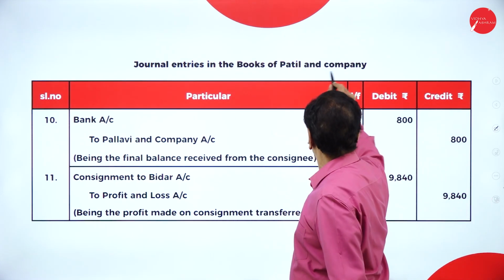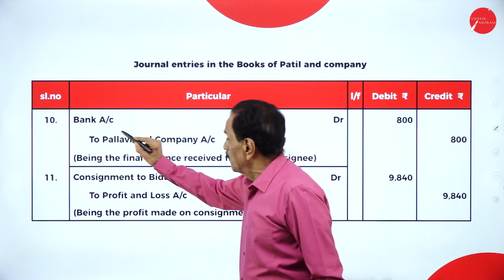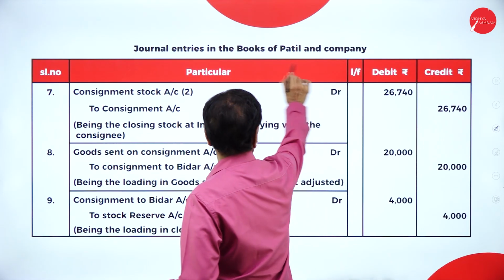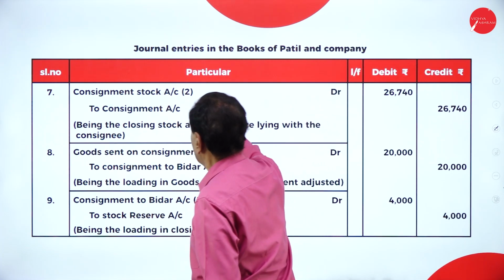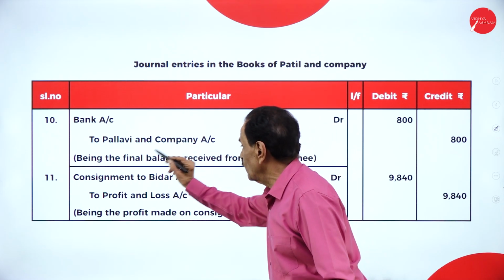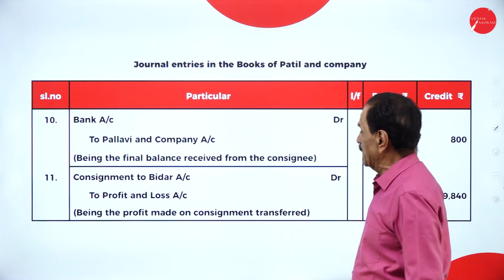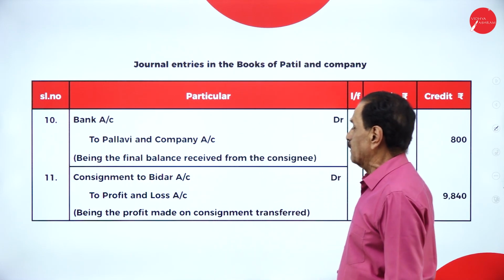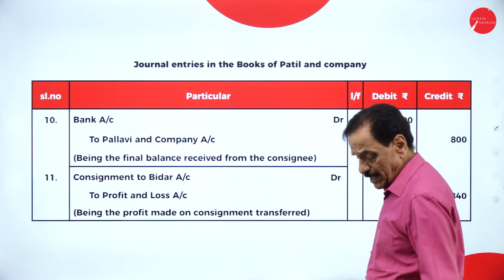Then journal entry in the books of Patil and Company. Bank account Dr. to Patil and Company. Journal entry in the books of Patil and Company: Consignment Stock A/c Dr., Consignee A/c. Then Bank A/c Dr. to Pallavi and Company, being the final balance received from the consignee. Consignment A/c Dr. to Profit and Loss A/c, being the profit made on consignment.